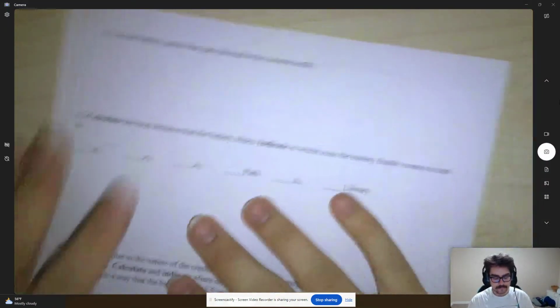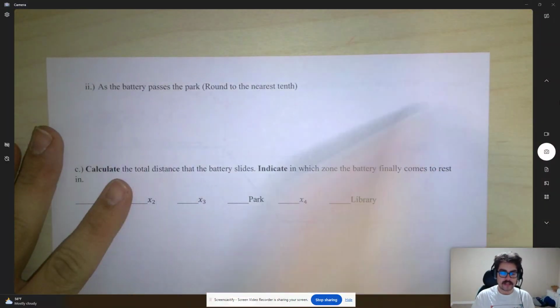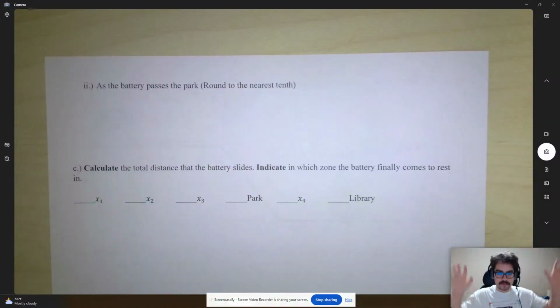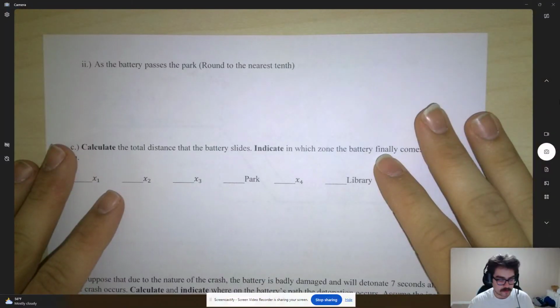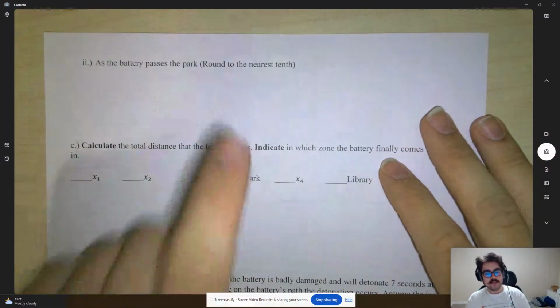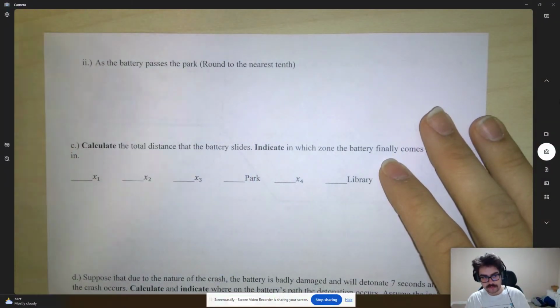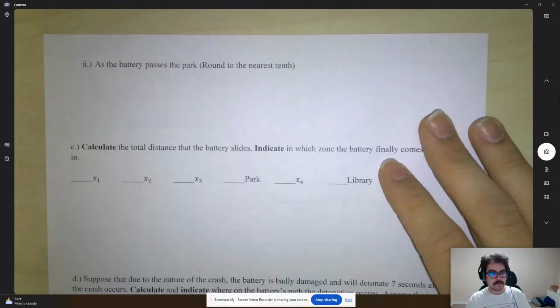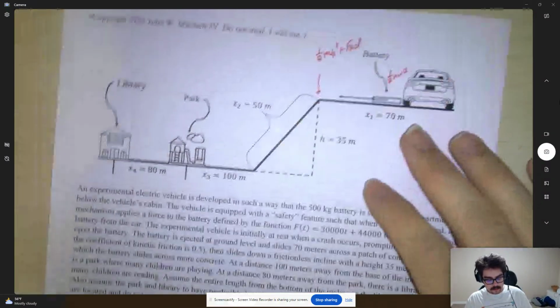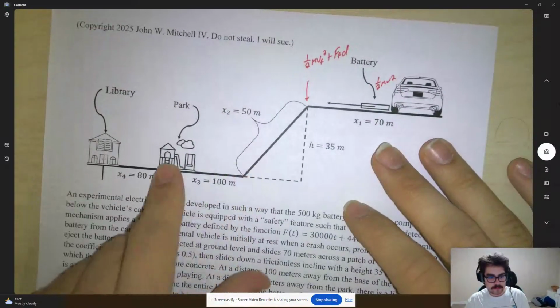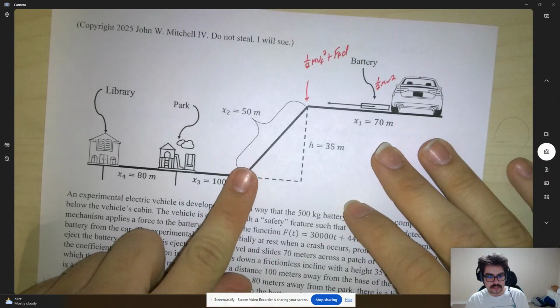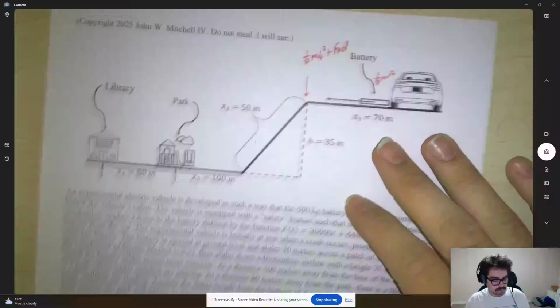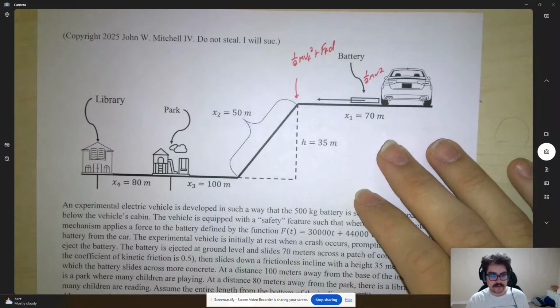All right. Part 2 says, as the battery passes the park, round to the nearest tenth. I tell you to round to the nearest tenth for a very, very important reason. It comes in later. So the battery's going to pass the park here. I actually need to figure out the speed after the incline. The speed after the incline, right?